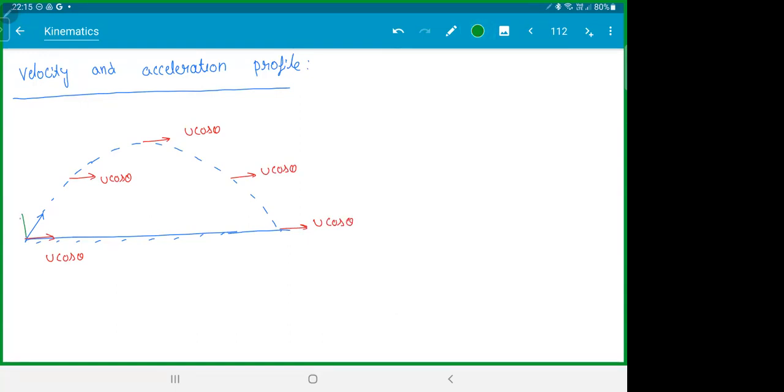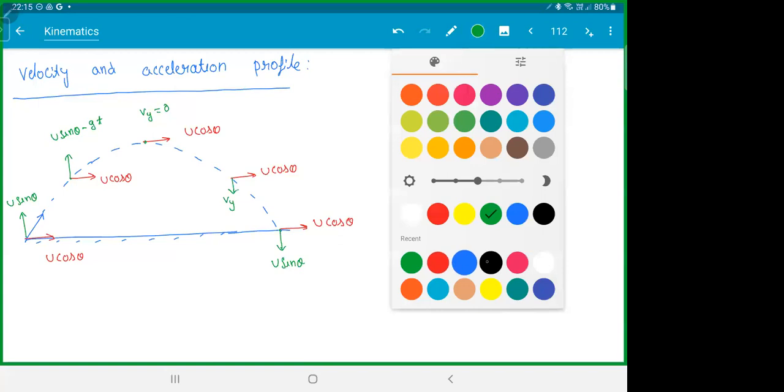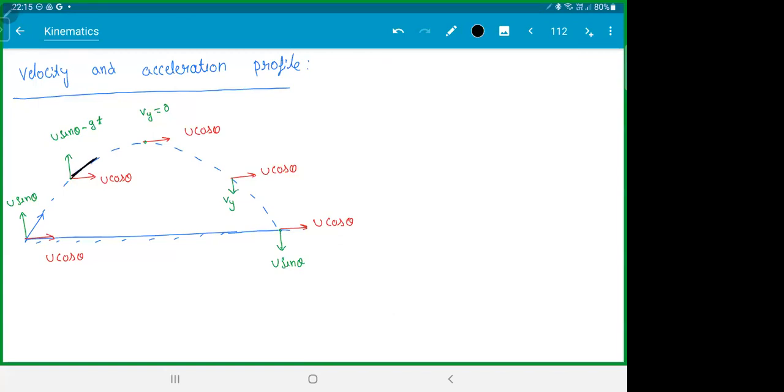The vertical component would be u sine theta. And after some time, it becomes u sine theta minus gt. At the highest point, the vertical component is 0. Now remember, at H max, velocity is not 0. It is u cos theta. And then your velocity starts going up again. And then finally, you come back with u sine theta. This is how the vertical component and the horizontal component change. So this would be your velocity v, and this is your alpha.